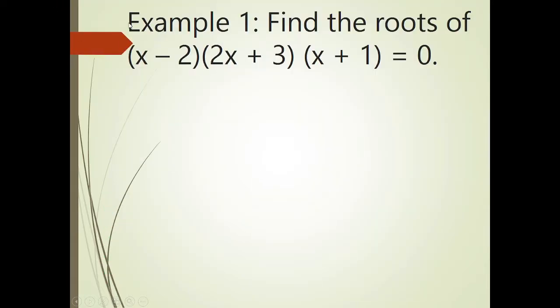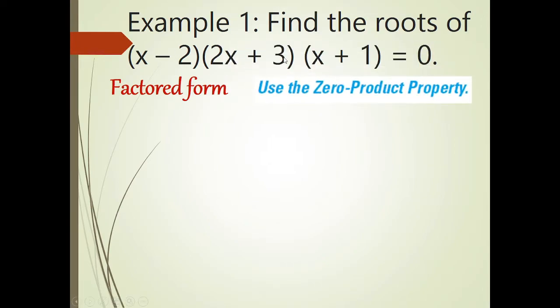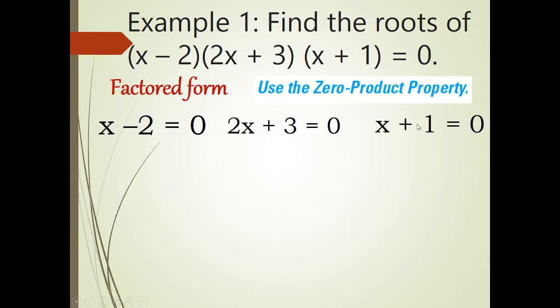Okay, moving on. So, ito na yung ating pinaka-target: to find the roots of polynomial equations. So, x minus 2 times 2x plus 3 times x plus 1 equals 0. Very easy na to. Kasi this one is in the factored form. So, pag naka-factored form na siya, we will just use the zero product property. Meaning to say, we will equate all of this to 0. Yan. If x minus 2 equals 0, if 2x plus 3 equals 0, and if x plus 1 equals 0.